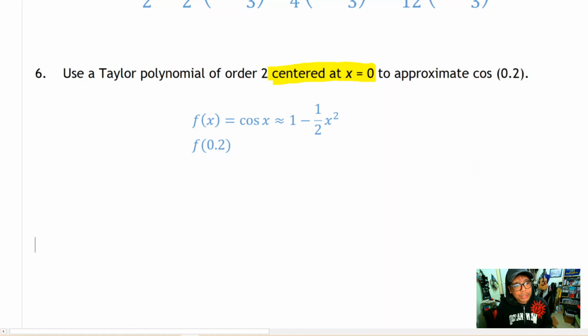So f of 0.2, which is cosine of 0.2, can be approximated by 1 minus 1/2 of 0.2 squared. Now we do some arithmetic. 0.2 squared is 0.04. Half of 0.04 is 0.02. And then 1 minus 0.02 is 0.98. So there's our solution.